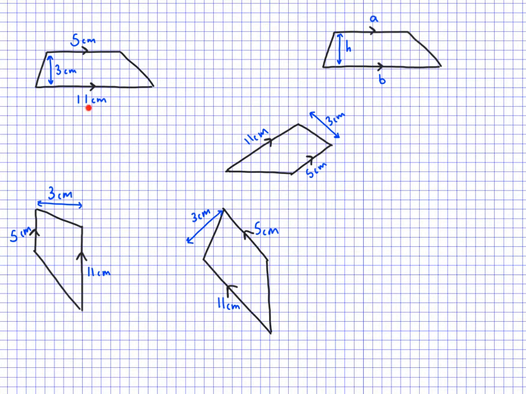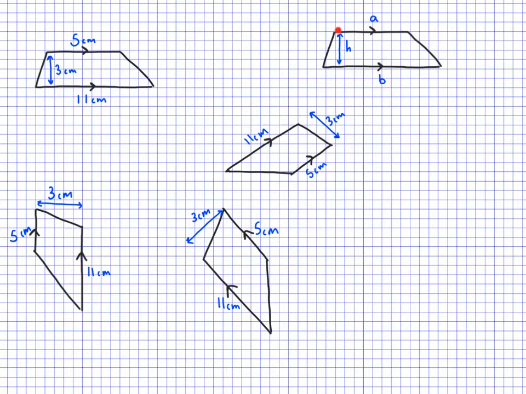Now I could have had 11 at the top and 5 at the bottom, and that would have been fine as well. If I had B as 5 and A as 11, that's okay. They just need to be the parallel sides. You can see that I've done the same thing here, so 11 and 5, so you can have A and B, 11 and 5. So A and B, always the parallel sides, 5 and 11, again A and B. And here again, 5 and 11, they are the parallel sides, so they are my A and B.